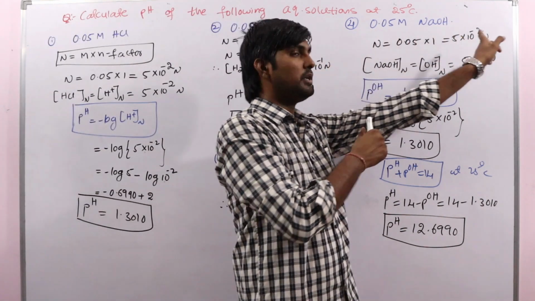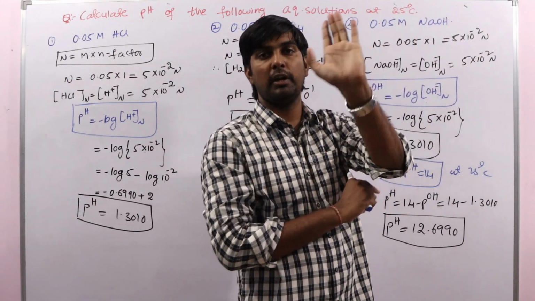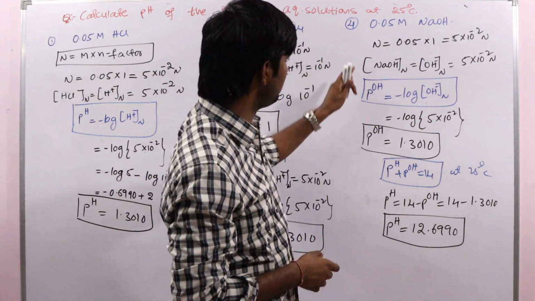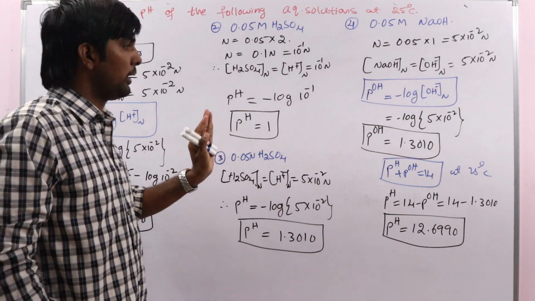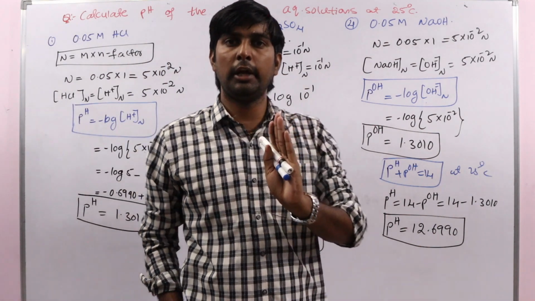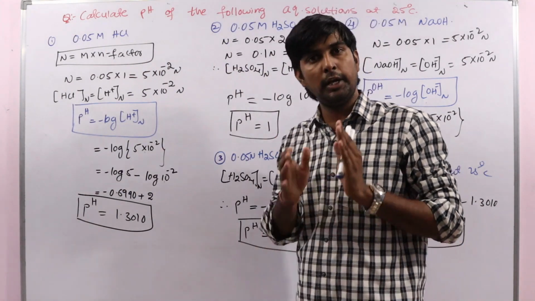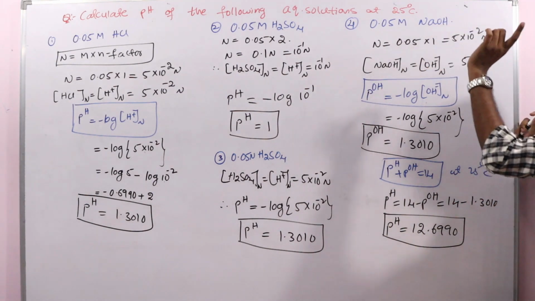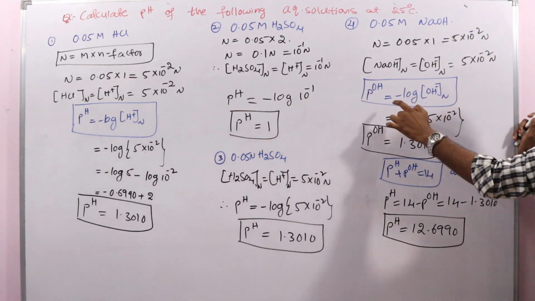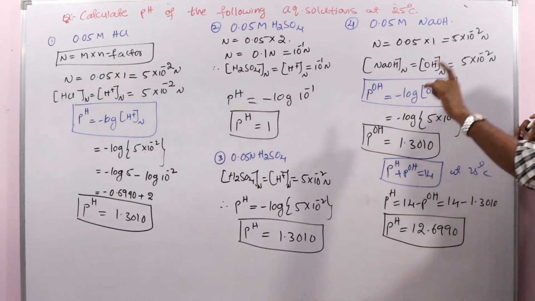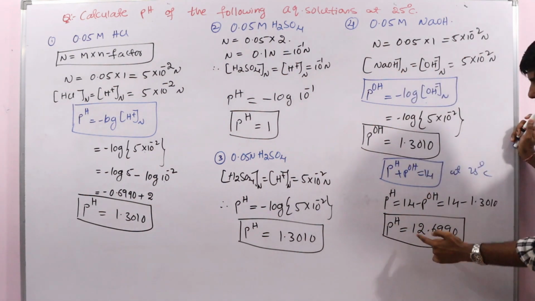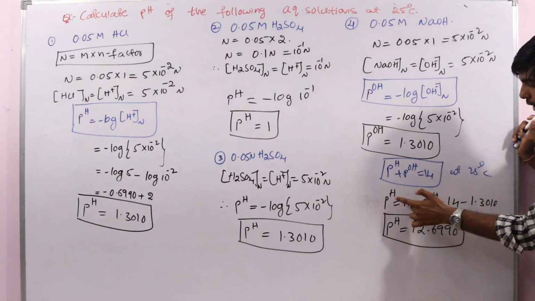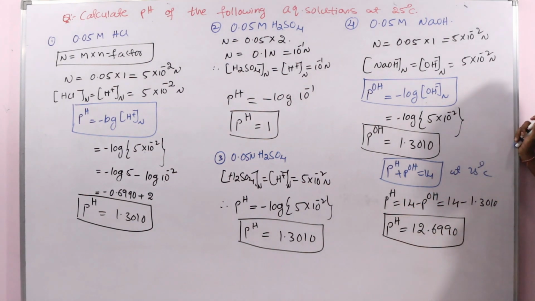So here, when a base is given, you should be very careful. Many students make mistakes here. Don't attempt this in the examination. Observe carefully whether they ask you to calculate pH or pOH. For bases, if they ask you to calculate pOH, we stop here, this is the answer. If they ask you to calculate pH, then pH equals 14 minus pOH.